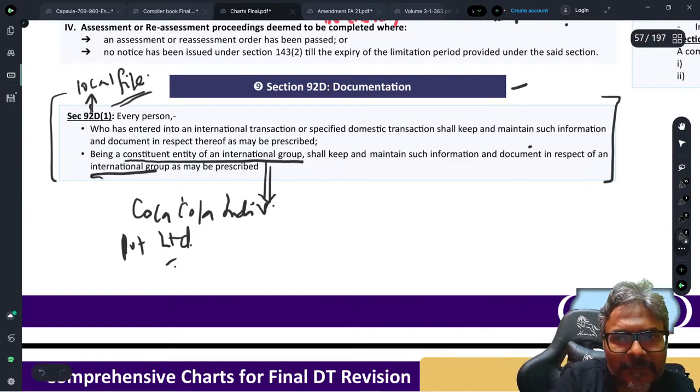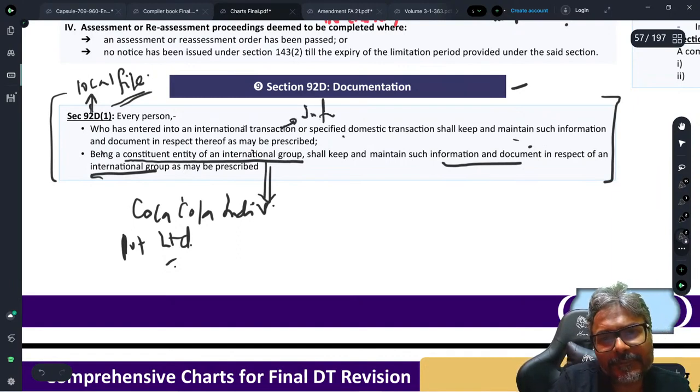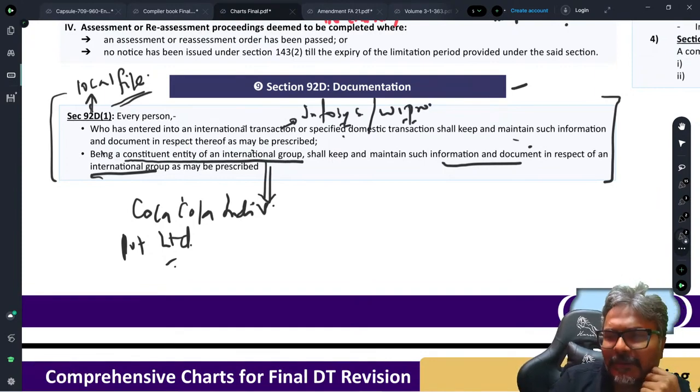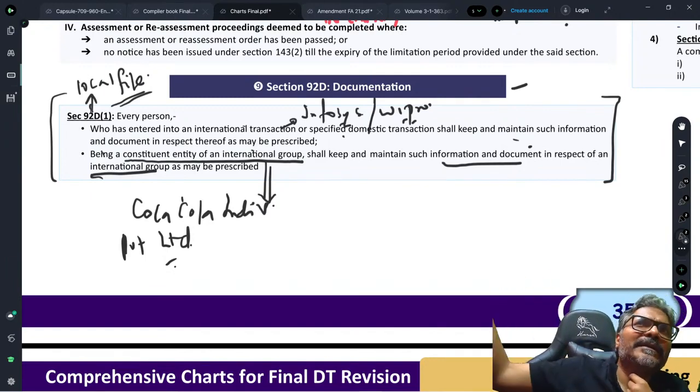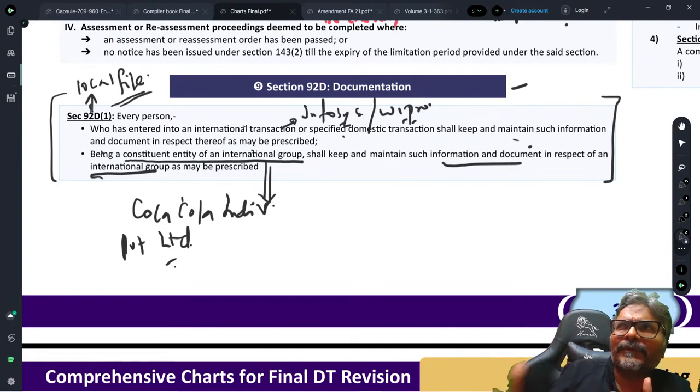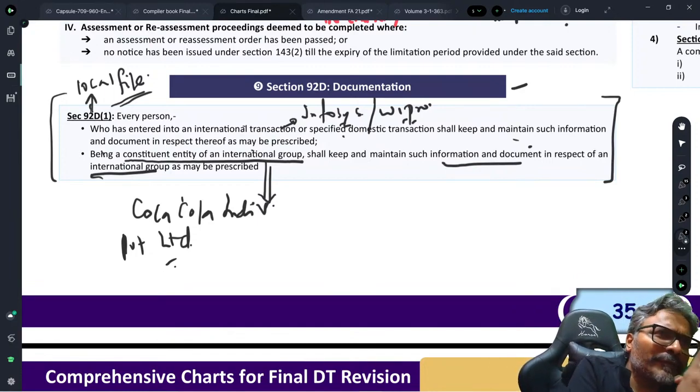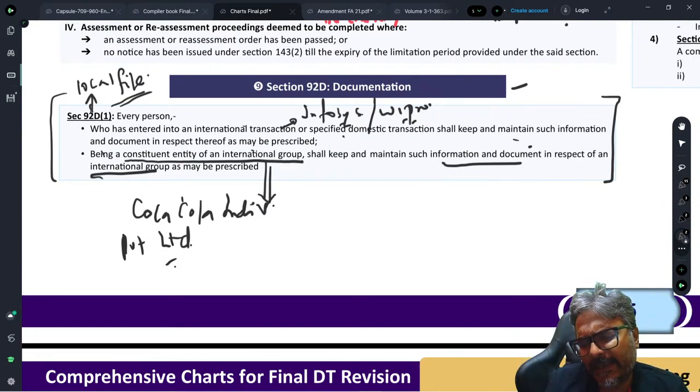The information should be in respect of the international group. Then this first bullet is for whom? For example, Infosys or Wipro, primarily. They are Indian multinational companies. So for Indian multinational companies there is at least one relief: if Infosys or TCS have not done an international transaction with their subsidiaries outside India, then in that case TCS, Infosys or Wipro will not be required to maintain the documentation under 92D for that particular year.